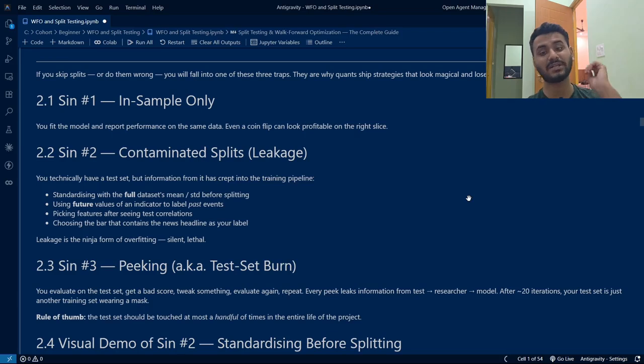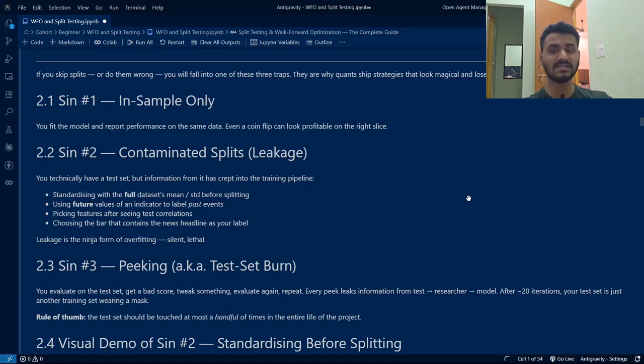You technically have a test set, but information from it might have crept into your training pipeline. So, standardizing the full data sets, meaning standard deviation, before splitting, using future values of an indicator to label past events. Basically, a sort of look-ahead bias that can create overfitting.